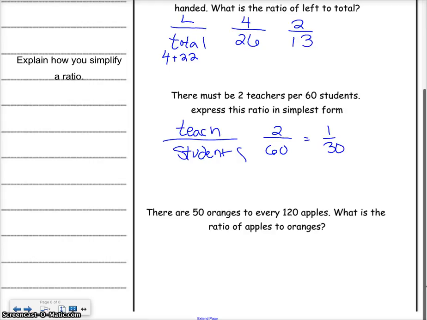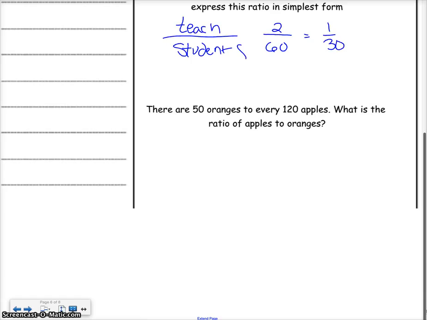There are 50 oranges for every 120 apples. What is the ratio of apple to orange? So that means I want apple is to orange. That's what that means. How many apples? 120 apples. How many oranges? 50, and then simplify it. 12 apples is to 5 oranges. How do you feel? Do you feel like you can create a ratio given a word phrase?